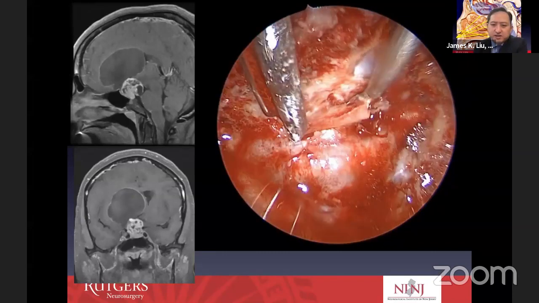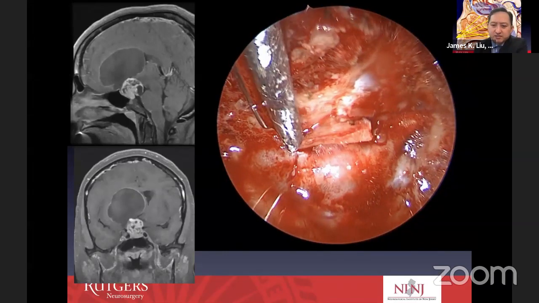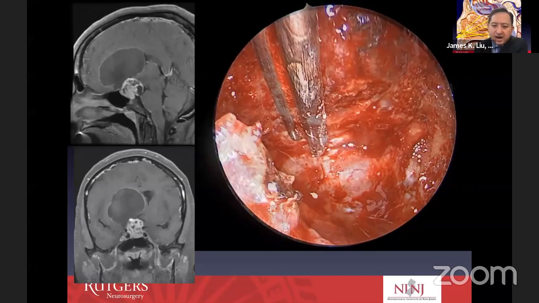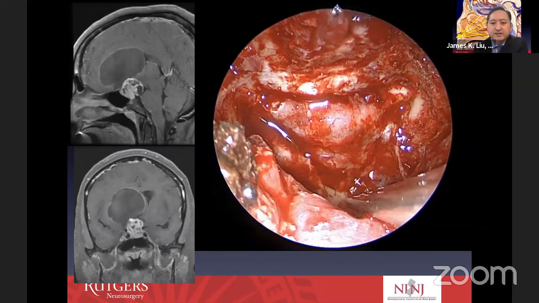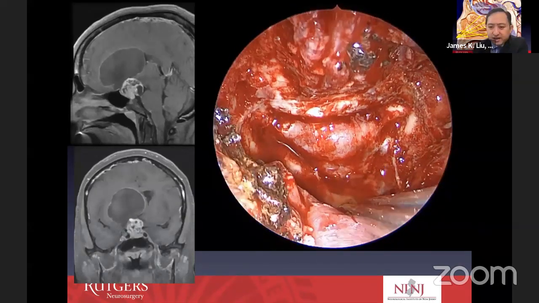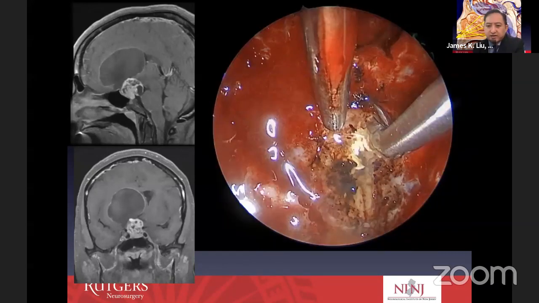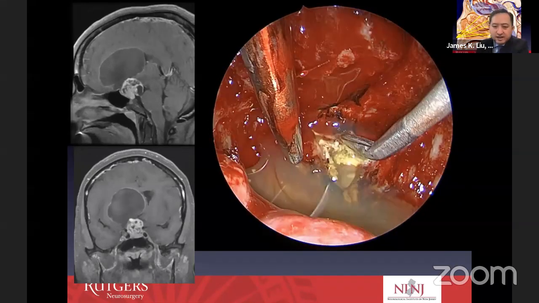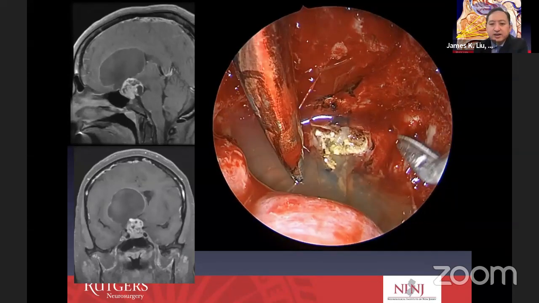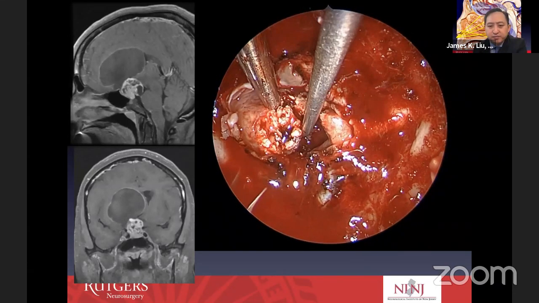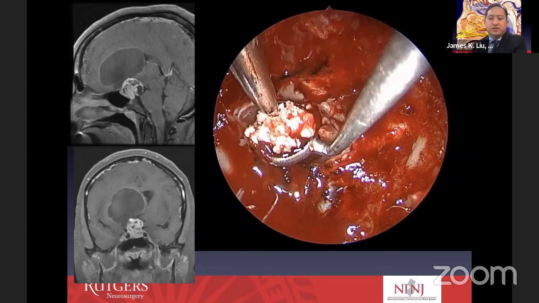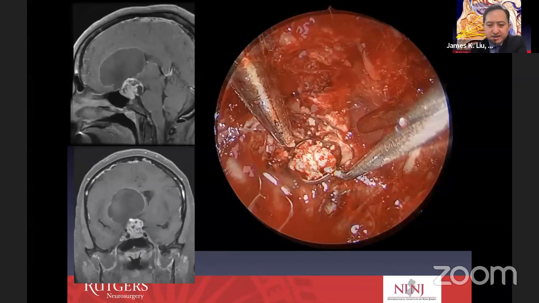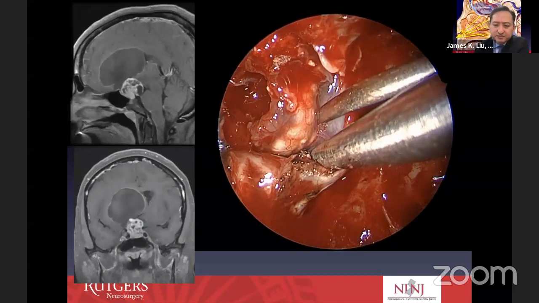Use a high-speed diamond drill to thin down the planum and the tuberculum, and then you outfracture it with an up-angled curette. Typically, in some cases, I'll decompress the medial optic nerve canals on both sides. We then open the dura over the sellar floor and continue it into the dura of the planum. And you will have to coagulate the intercavernous sinus before you do that.